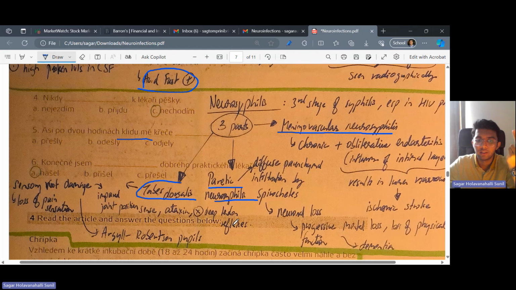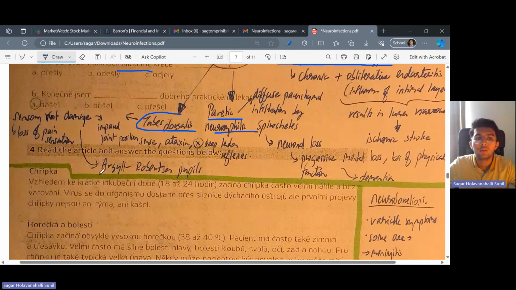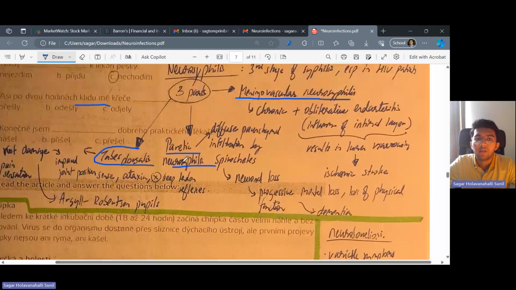There can be loss of deep tendon reflexes. There can be Argyll Robertson pupils, where the pupils can constrict and dilate for accommodation, but when you shine light, they do not react. Then loss of pain sensation because it's sensory damage. That's tabes dorsalis. The dorsal part of the spinal cord is usually sensory.